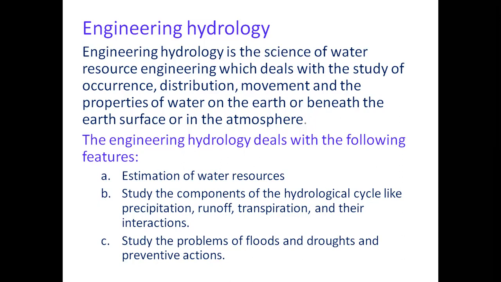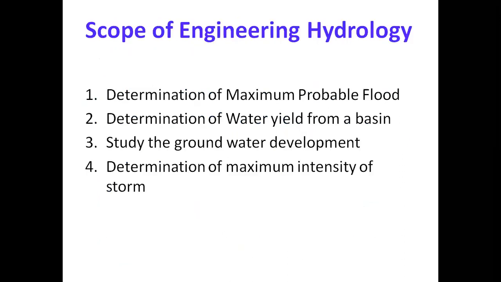Here is the scope of engineering hydrology. The scope has four subcategories. The first one is determination of maximum probable flood, then determination of water yield from a basin, study of groundwater development, and determination of maximum intensity of storm. These are the main aspects of engineering hydrology.